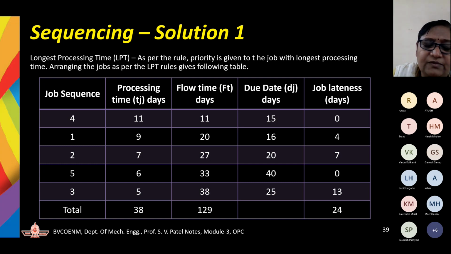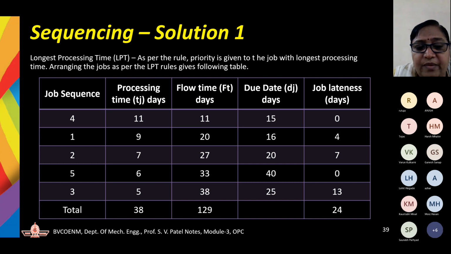Next one is job 1. Processing time is 9. Your 11 plus 9, flow time is going to be 20. Due date is 16. So approximately 4 days it is going to be late. Next, processing time is 7 for job number 2, 20 plus 7, 27th day. And it has a due date of 20. So job lateness is 7 days.